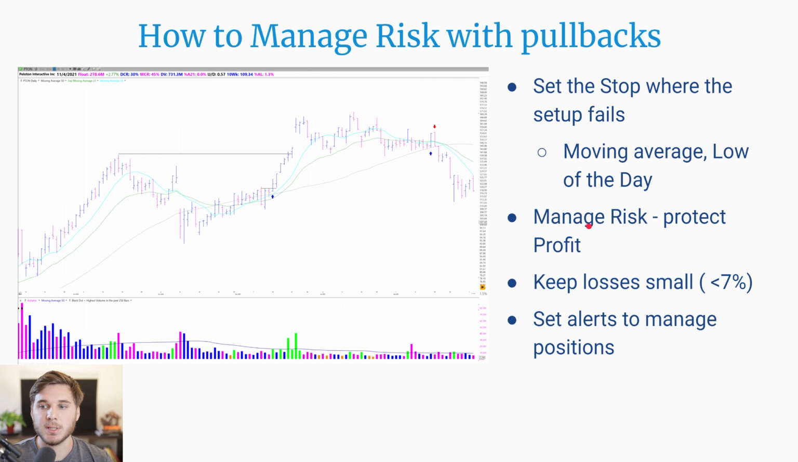And you want to manage risk initially, and then as quickly as you can without choking off the trade, you want to protect at least some profits. Overall, you want to keep losses as small as possible, definitely less than 7%. And I like to keep them at 3 to 5% maximum. And after you buy a position, you always want to set alerts to manage that position.